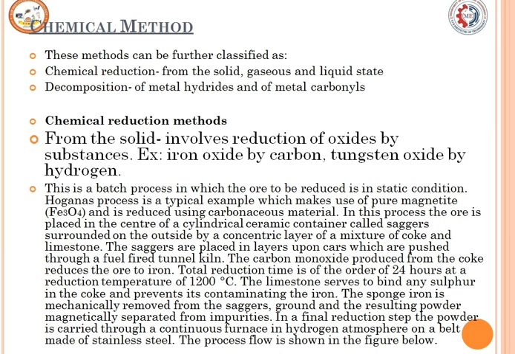Chemical reduction is one of the chemical methods. Here, from the solid state, it involves reduction of oxide by a substance: iron oxide by carbon, tungsten oxide by hydrogen. This is a batch process in which the ore is reduced in a static condition. In chemical reduction you add two different materials and reduce them to a simple form at the required temperature and required time, when the chemical reduction reaction happens.